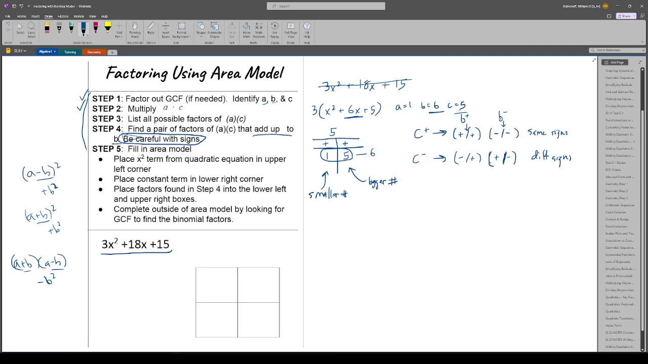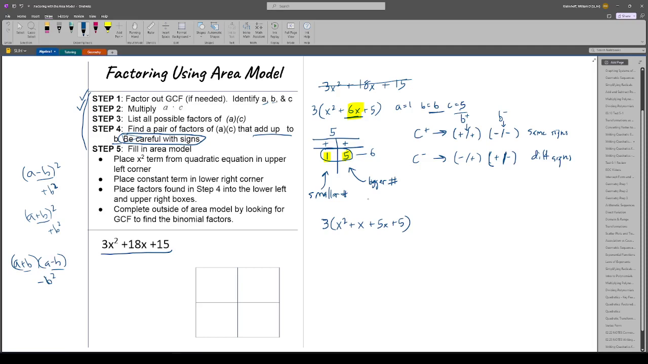So what did we find? We found that this 6x in the middle right here, let me use highlighter, this 6x in the middle was actually made up of a 1x and a 5x. So we uncombined the like terms. And now we can write this as 3 times x squared plus 1x plus 5x plus 5. So that was the piece that we've been missing of how to go from standard form to factored: how do we undo combining those two like terms? And this method is giving us a way to do that.